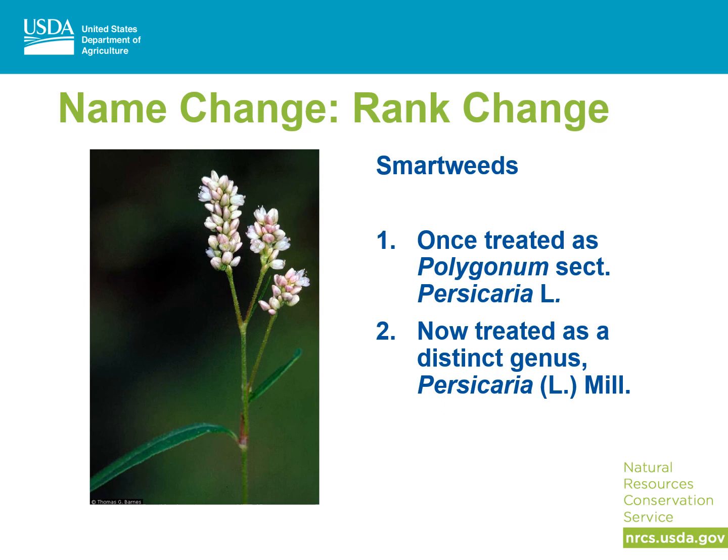And so I want to focus first on when we're seeing these changes due to changes in rank. I'll just use one example, the smartweeds. These were once treated as Polygonum section Persicaria. So they were a distinct, discrete section in the larger genus Polygonum. Today, however, the smartweeds are treated as a distinct genus, Persicaria. So we've had a change in name of the smartweeds from Polygonum section Persicaria to just Persicaria. So a change in rank led to a change in the name.